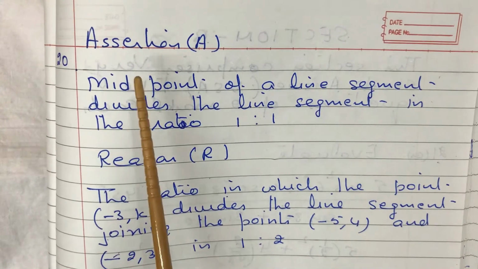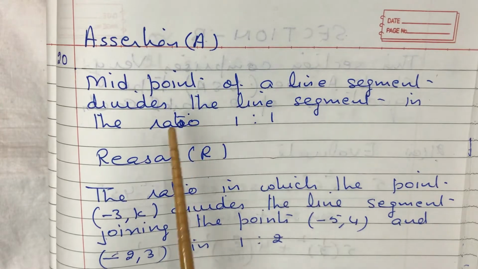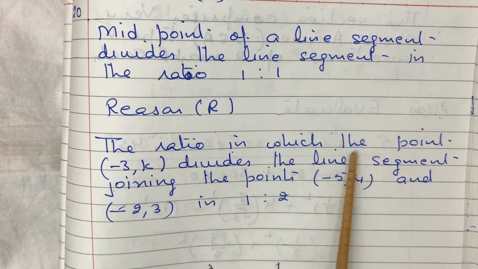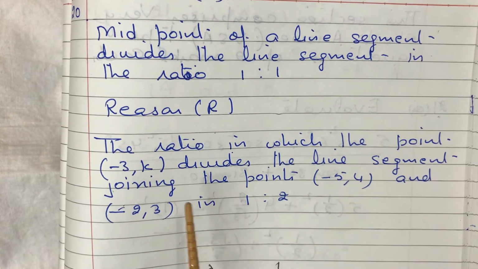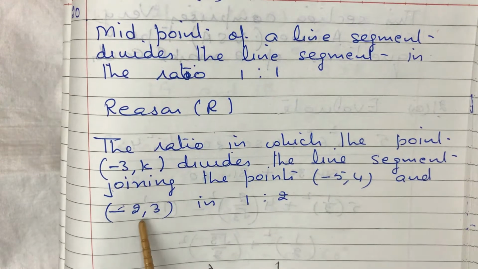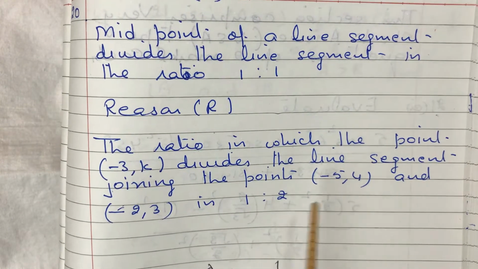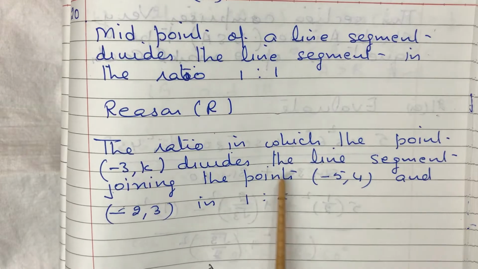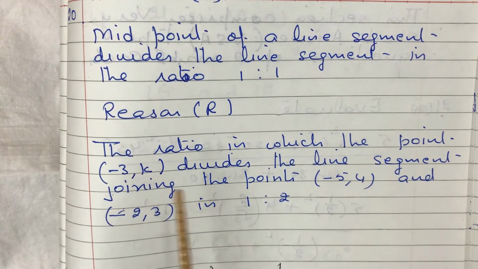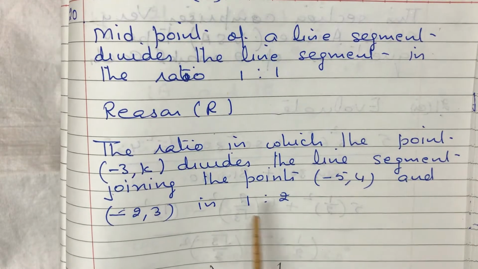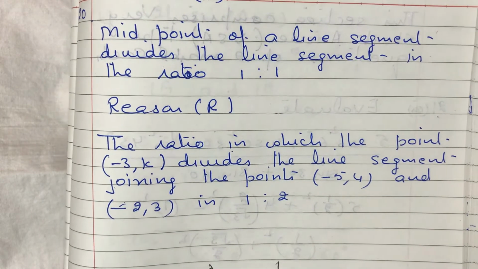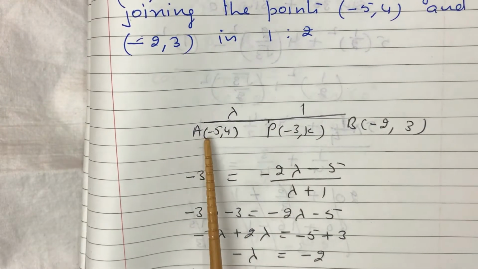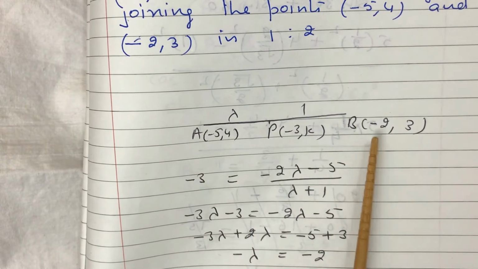Now the 20th question. Assertion A: Midpoint of a line segment divides the line segment in the ratio 1:1. Reason R: The ratio in which the point minus 3, k divides the line segment joining the points minus 5, 4 and minus 2, 3 is 1:2. Now this is a true statement, but this is a false statement. If you solve this, it will come out that minus 3, k divides the line segment joining these points in the ratio 2:1. I am going to solve it here. Now let this point be P, which is minus 3, k, and coordinates of A are minus 5, 4, coordinates of B are minus 2, 3.